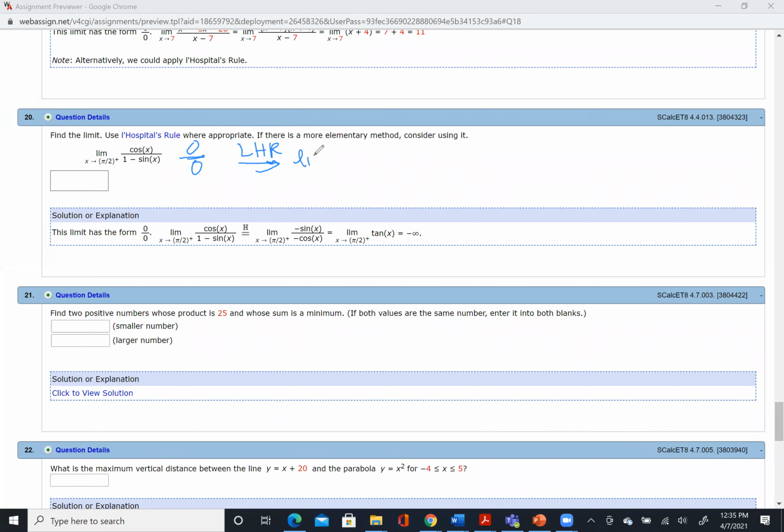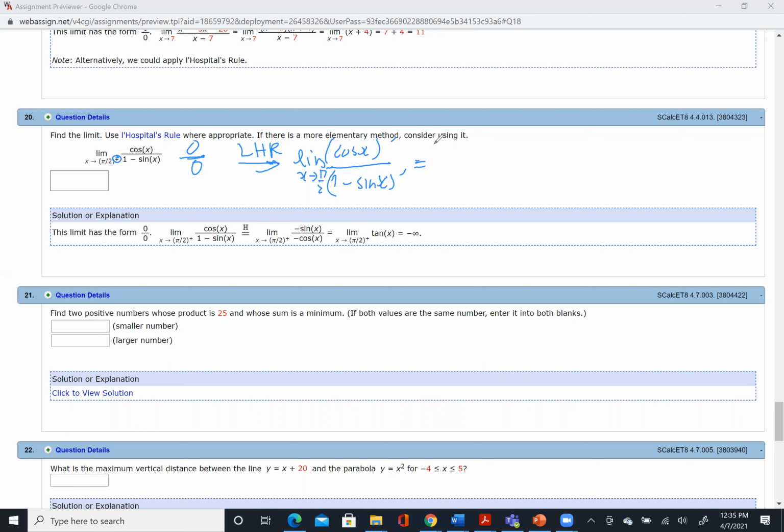Now you have the limit of the derivative of cosine x, divided by the derivative of 1 minus sine of x, as x goes to pi over 2. It doesn't matter whether it's positive or negative here, because you can apply the rule and then plug in.